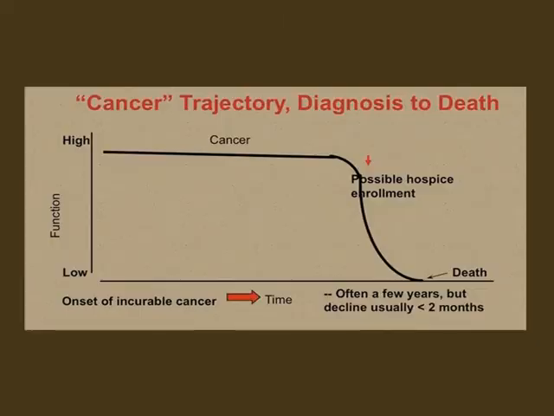Going to the examples of dying trajectories, the example of the cancer trajectory. In this you have the functioning level of the patient and also time. You can see that initially the functioning level of the patient is high, and as the disease, cancer, progresses, there is a sudden decline in the functioning level which results in death.